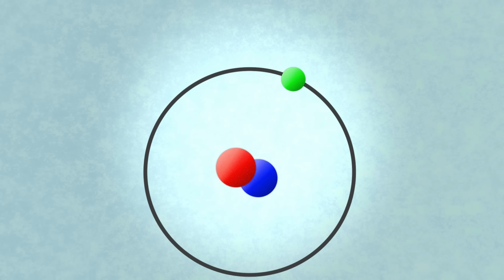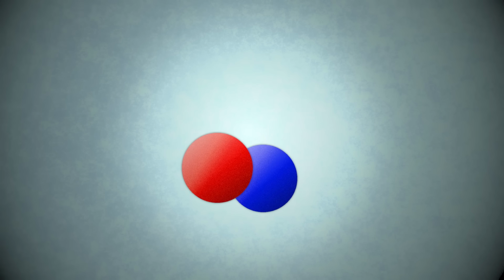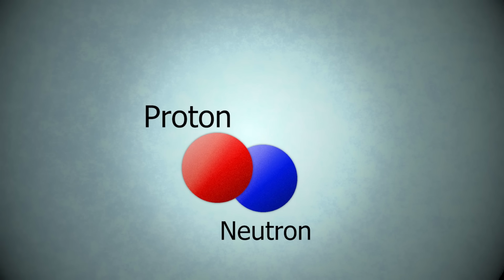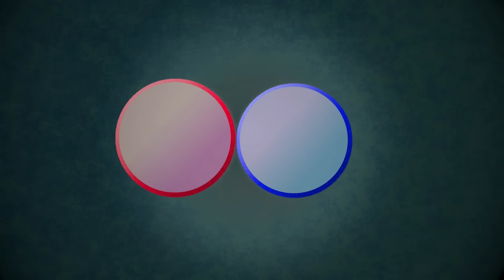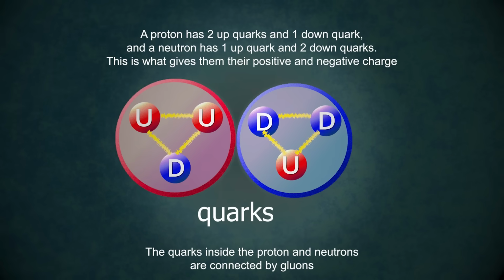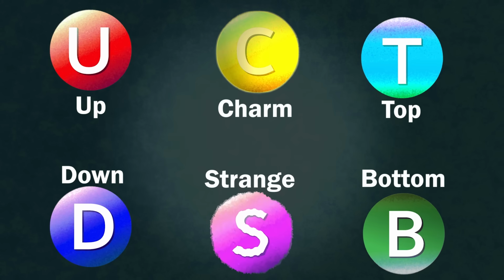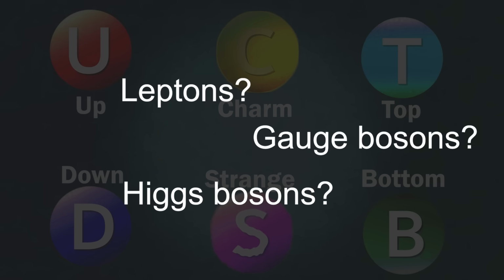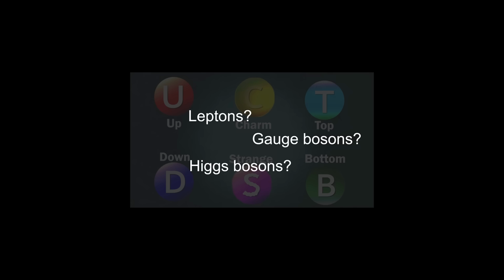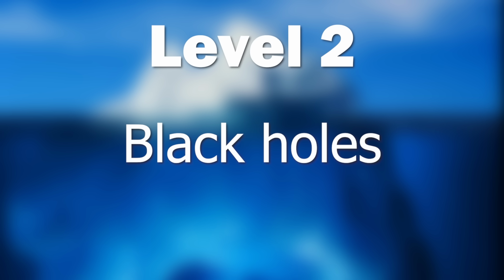Subatomic particles are particles even smaller than the atoms. The neutrons and protons we talked about are subatomic particles, but the neutrons and protons themselves are actually made of quarks. There are 6 total flavors. Yes, they're called flavors of quarks, but there are also some leptons, gauge bosons, and Higgs bosons. Anyway, they're small, that's all you gotta remember.